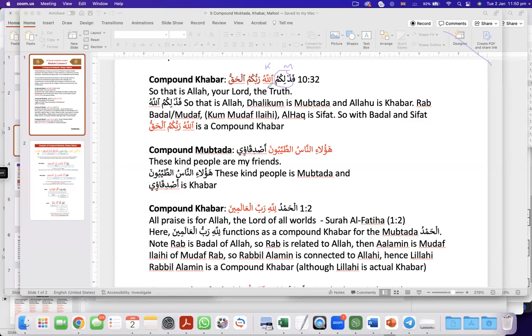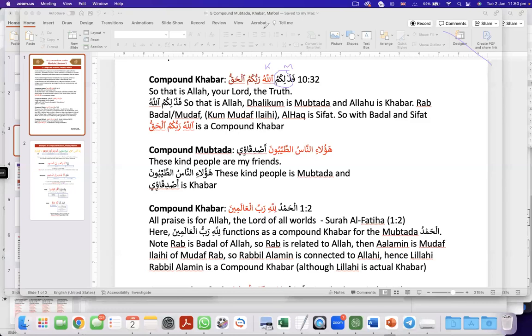Khabar can be definite if it is not describing the mubtada. Allah is not describing zalikum. So it can be. Ana Yusufu. Yusuf is definite. Ana is mubtada, Yusuf is khabar. I am Yusuf. Surah Yusuf. Yusuf is not a sifat of ana. So it can be definite. Khabar can be definite. Okay. But let's get to the point.